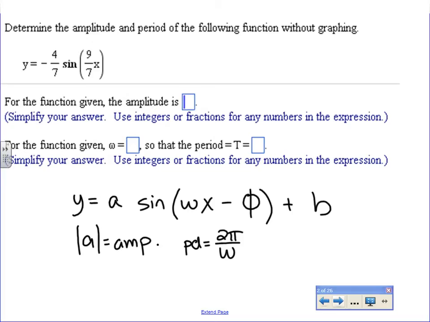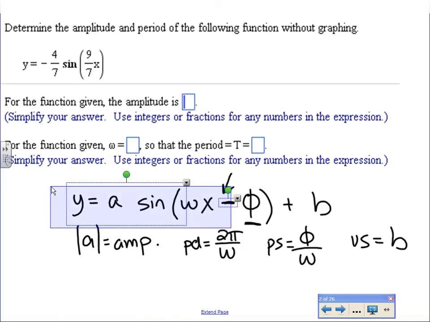And then the phase shift. Now pay really close attention to phase shift. A lot of you guys are sort of missing the boat on this. Look at the formula. The formula right here has a negative, but yet the phase shift is just phi over omega. So notice that when you do the phase shift, you take the opposite of whatever that variable phi represents. And then, of course, the vertical shift is just the b. All right, now let's take a look and answer this question.